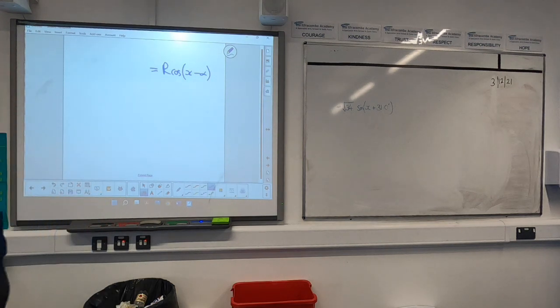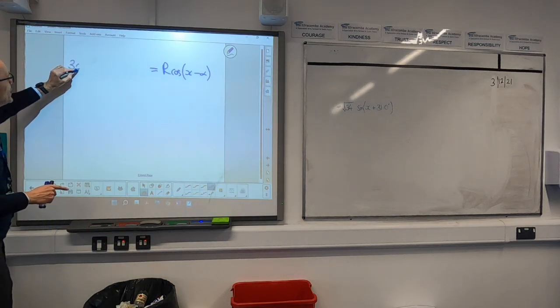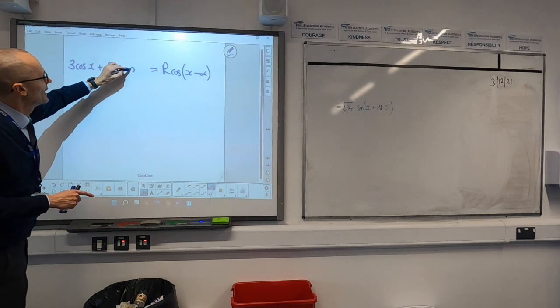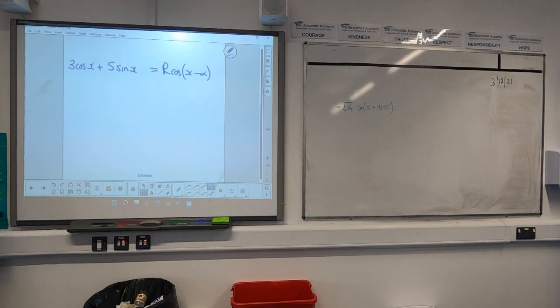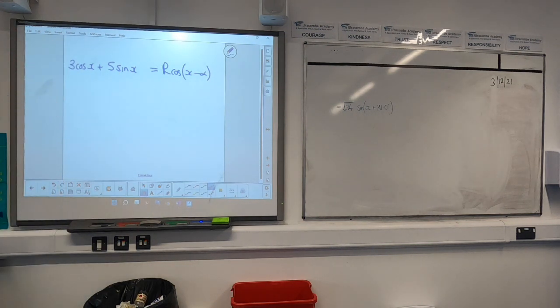So let's use the same question, but we've got to line it up. So I'm going to have 3 cos x plus 5 sine x. They want me to write it in terms of cos. They will always give you this, so you don't have to worry about whether it's a plus or a minus alpha. They will always tell you. My trick will always work.